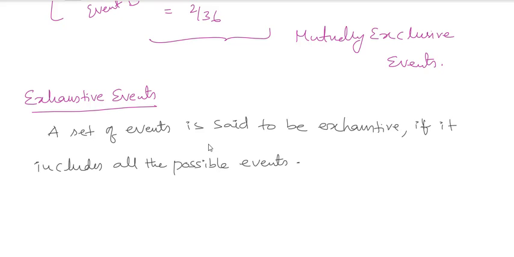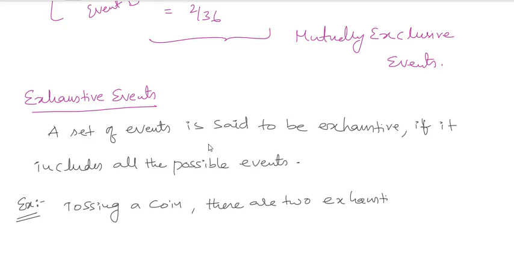If I toss a coin, there are two outcomes. One is getting head and the other getting tail. Is there any other part? There is no third possibility. Am I right or not? So take down that example. If I toss a coin, there are two exhaustive cases or events.